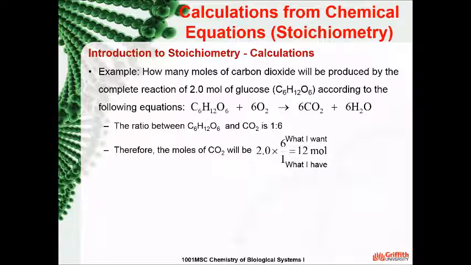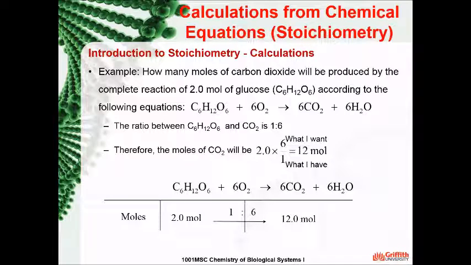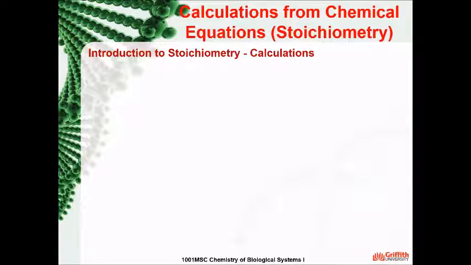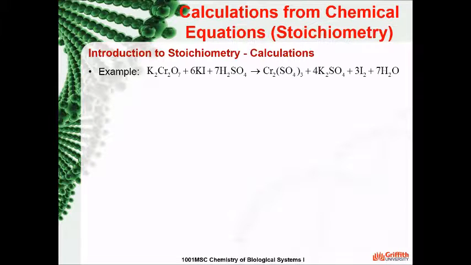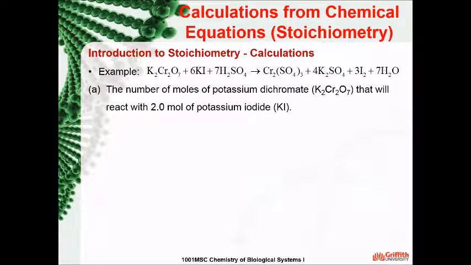Sometimes things get more complicated, therefore the best way to solve these questions is by using the following strategy. First, we write the balanced chemical equation. Then we draw a table to determine the ratio for the molecules and calculate the moles. Let's look at a more complicated example. The balanced equation is provided. We need to calculate the number of moles of potassium dichromate, which is K2Cr2O7. That will react with 2 moles of potassium iodide, KI.